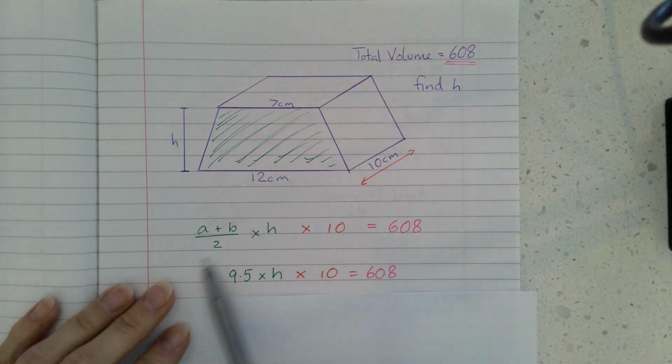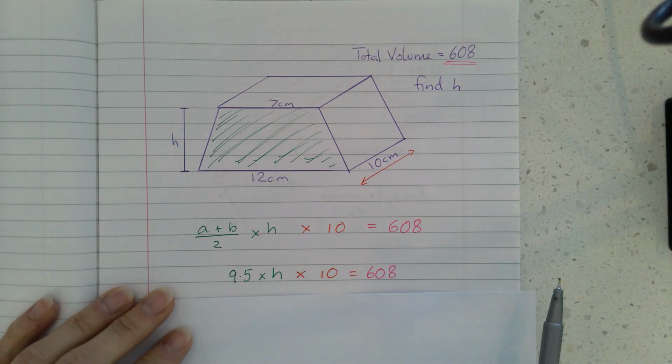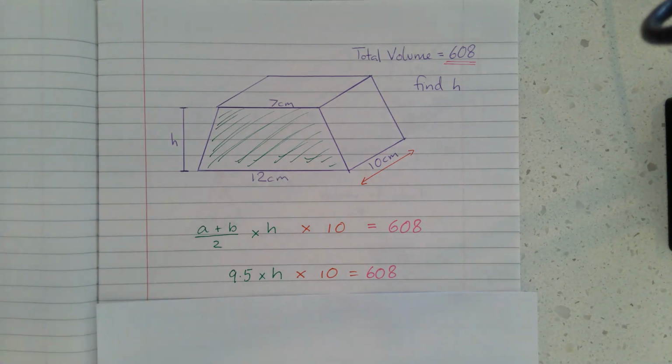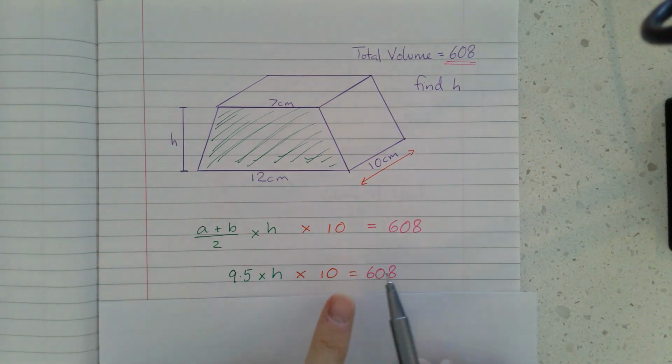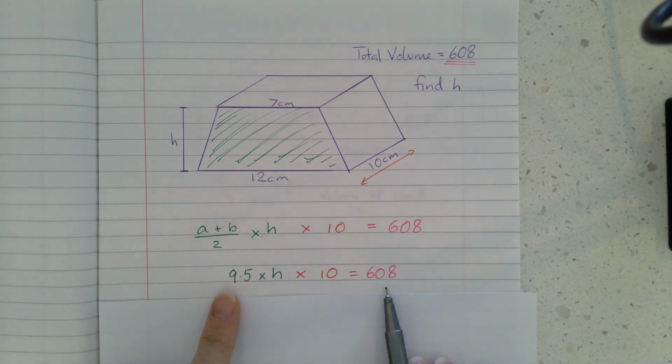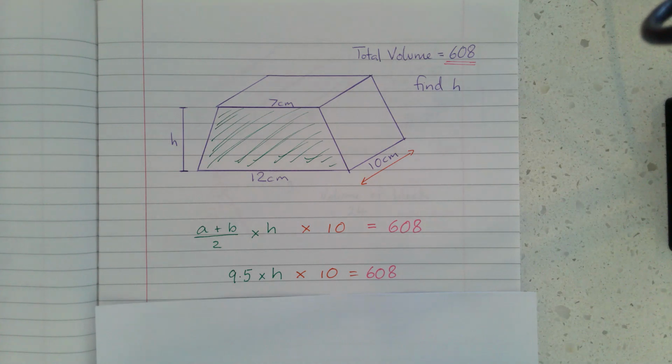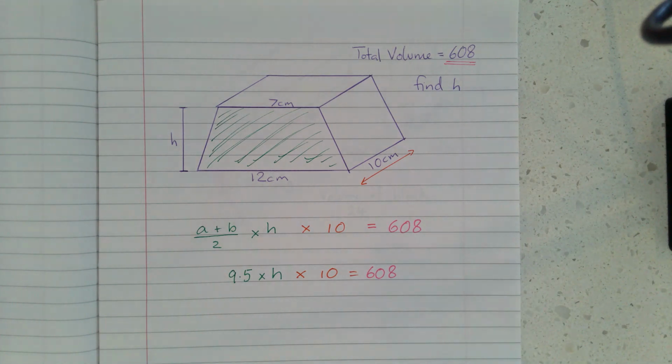So now you've got an equation that you can work backwards or use the balancing method to find out what h is. So I would be dividing both sides by 10 and then dividing both sides by 9.5, and that will leave you with what h is. So that's the first question.